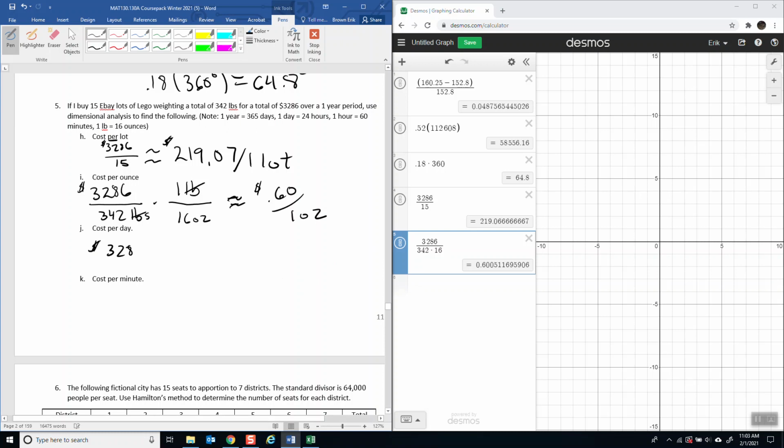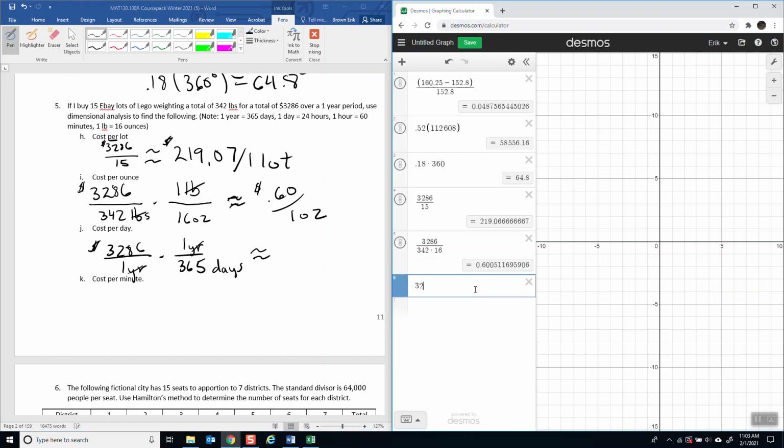We could just do, well, let's do the dimensional analysis way. We've got 3,286 for 1 year. So if we want to see what I'm averaging per day that I'm spending, I just need to note that 1 year is 365 days. And here these years cancel, and we'd have cost per day.